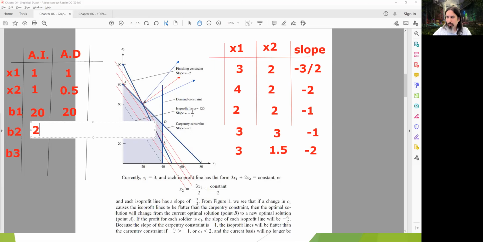So I can just write 20 all around, and say that the allowable increase for the third one, this demand constraint, was infinity. So this is my table, the sensitivity table. I can see everything here, the allowable increase and decrease over here. I also have the reduced cost, because I know that the reduced costs were 0 and 0, and I can just find the shadow prices and write them here as well.